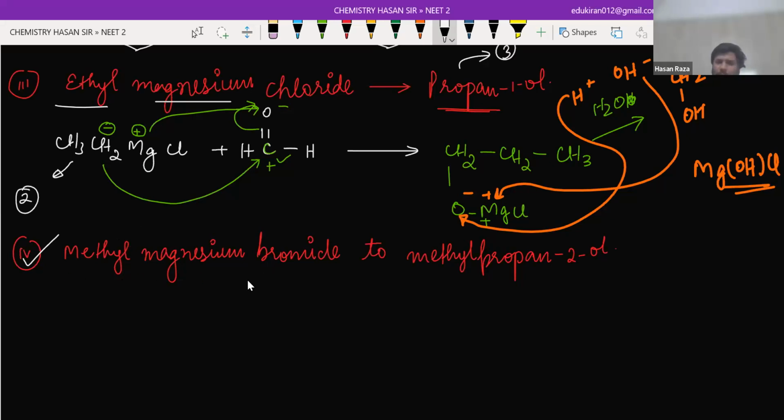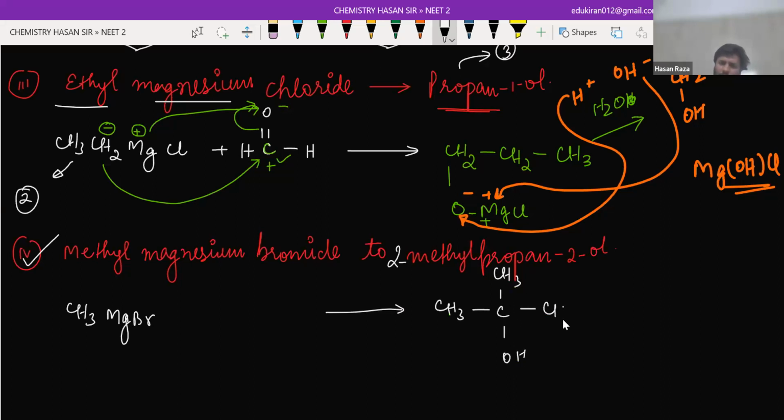Very simple. Methyl magnesium bromide is there, that means CH3MgBr. And you need to convert this into 2-methylpropan-2-ol. That means CH3, CH3, CH3 are there. How many carbons can you see? There are 4 carbons, and there is only 1 carbon in the reagent. And this is your tertiary alcohol.